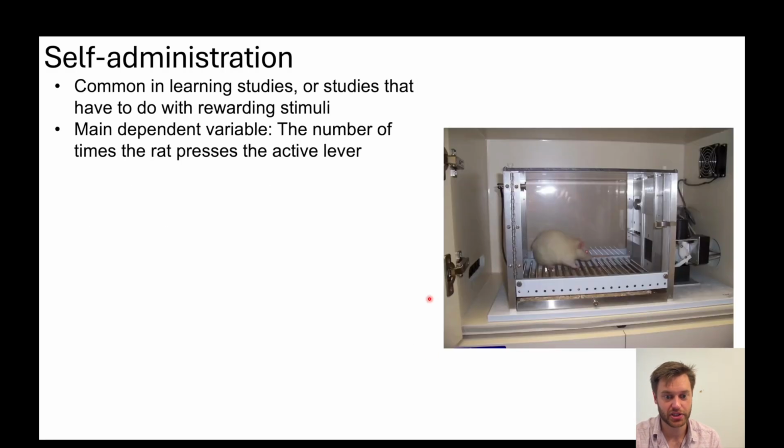So that's condition place preference. We also have self-administration, and self-administration is done commonly in all sorts of learning studies, and typically with learning studies that have a rewarding stimulus. So in grad school, all of my data was generated from self-administration of cocaine and oxycodone. So you would train the rat to get an intravenous infusion of either cocaine or oxycodone.